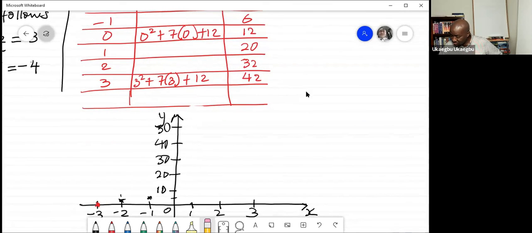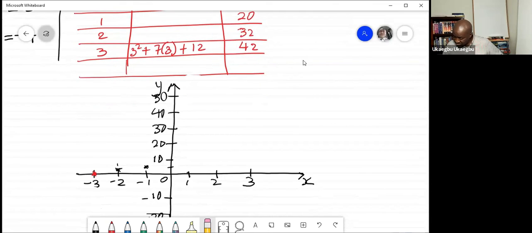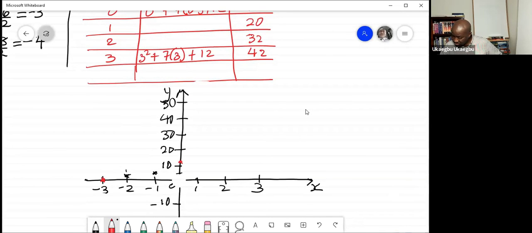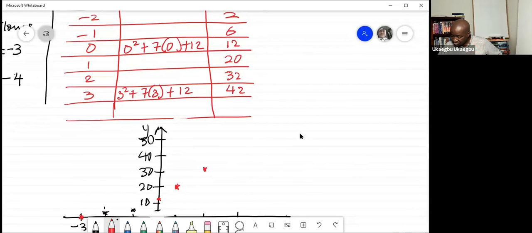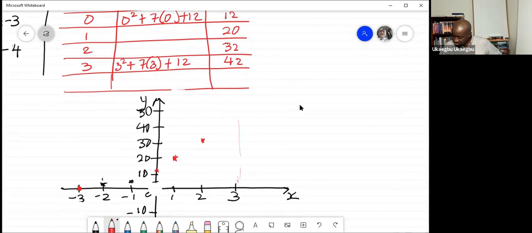Next, 0 is 12, so 12 is somewhere here. 1 is 20, so 20 is somewhere here. And the next one is 2 is 32, so 32 is somewhere here. Next is 3 is 42, so 42 is somewhere here.